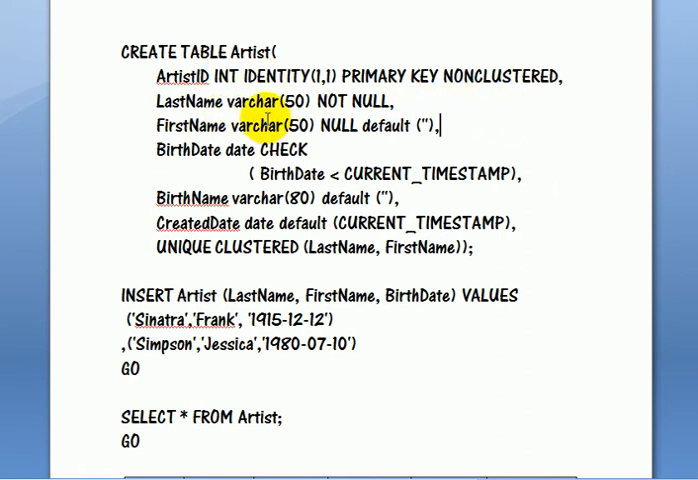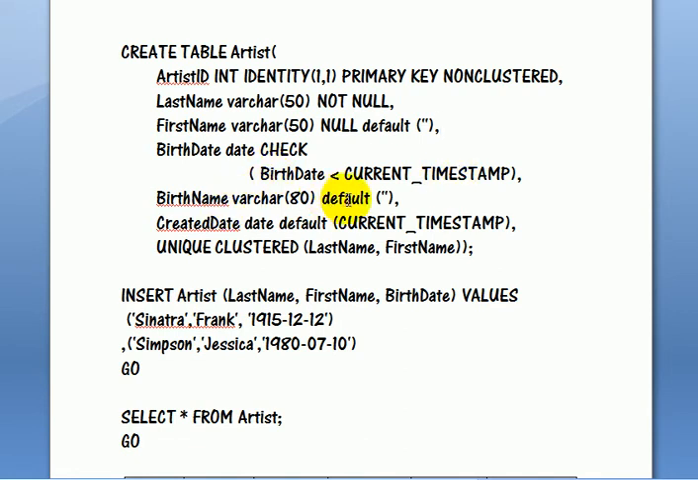Last name is varchar 50, not null. First name is varchar 50, not null, and we assign the default value of empty space. Birth date, we do a check constraint on the birth date to be less than the current timestamp. This is a very elementary check. We can add more sophisticated checking as check constraints as well.